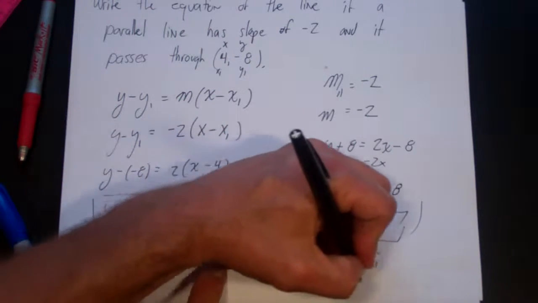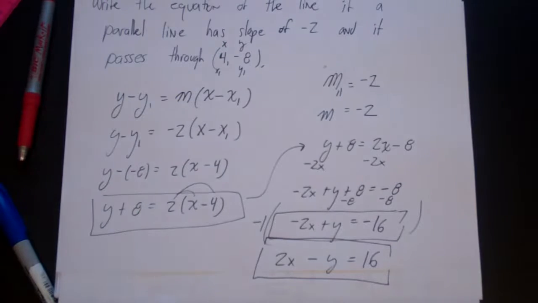And these two answers are equivalent, it's just a matter of form. And that's how you write the equation of a line given a point and a parallel line.